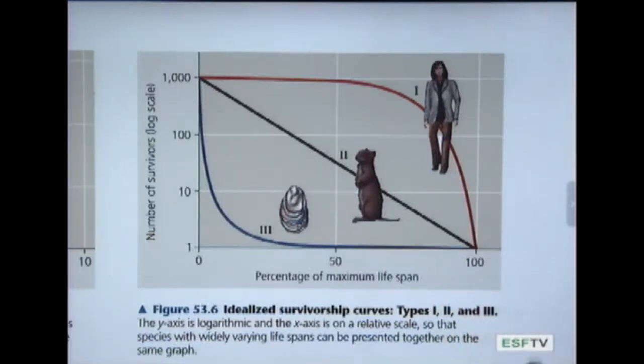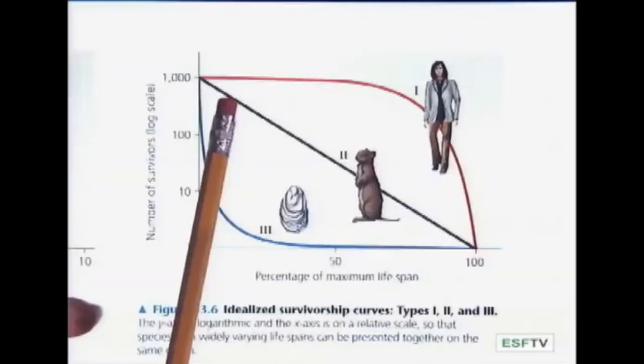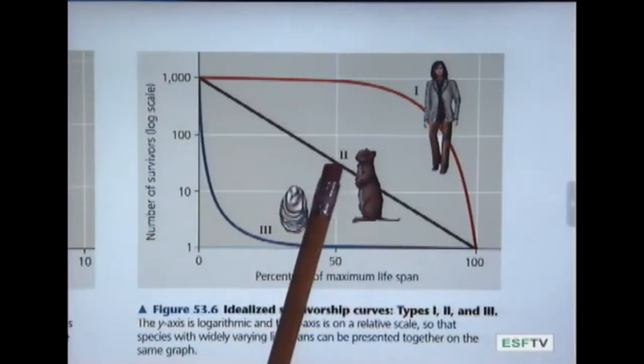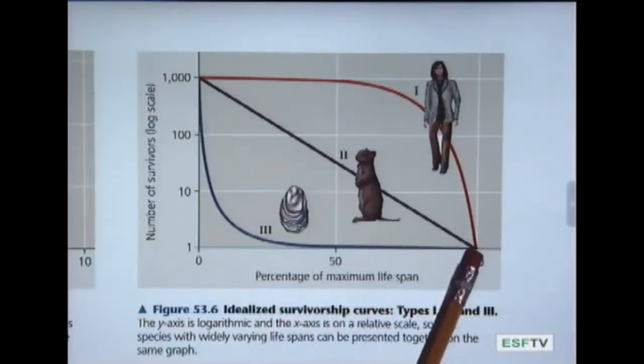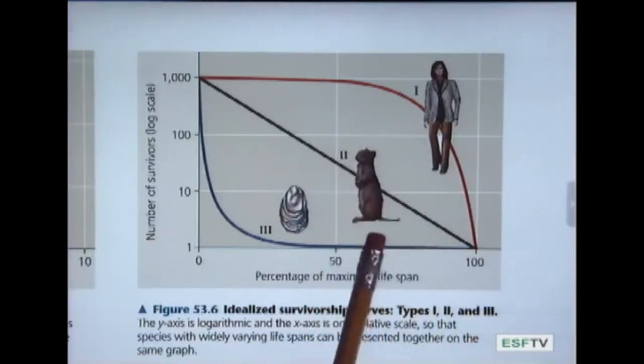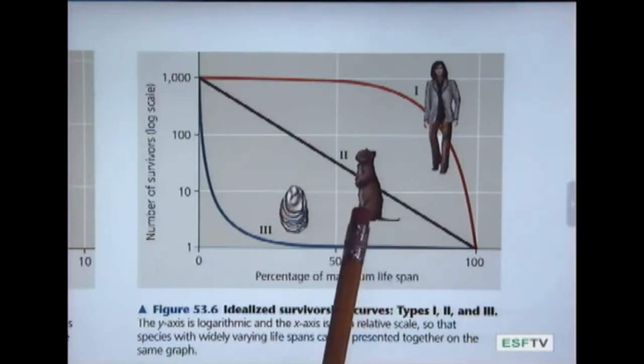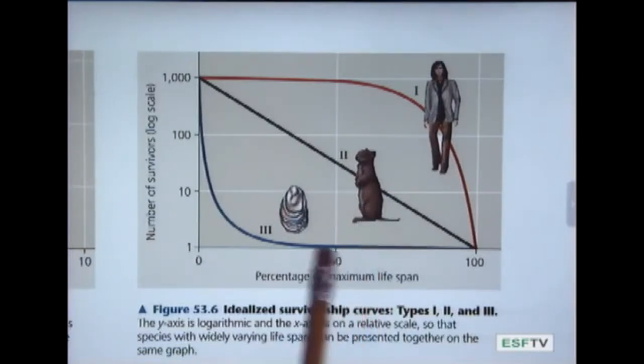If there are individuals where survival or mortality is the same through time, so they're just as likely to die when they're very young as when they're middle-aged as when they're older, those are type 2 organisms. On here there are also pictures of representative organisms: type 1, which are humans, type 2, these gophers, or ground squirrels, and then type 3, the oysters.